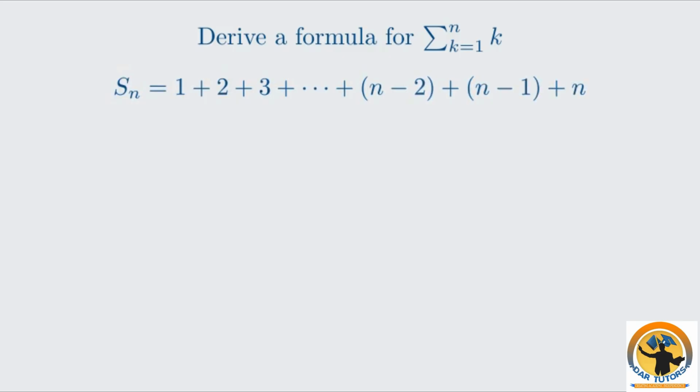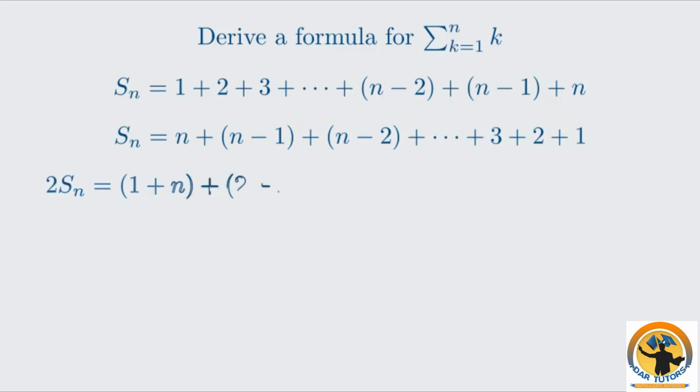Now, here's the clever part. Let's write the same sum in reverse order. S sub n is also equal to n plus n minus 1 plus n minus 2 all the way down to 1. Now let's add these two equations together, term by term. On the left side, we have S sub n plus S sub n, which is 2 times S sub n. On the right side, notice what happens when we add the corresponding terms.